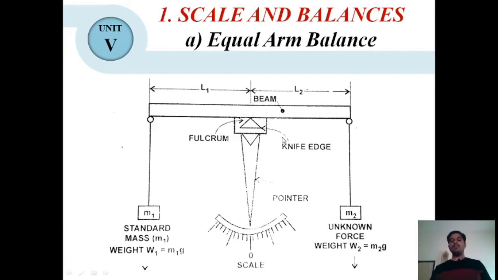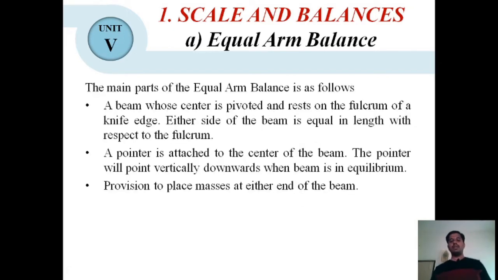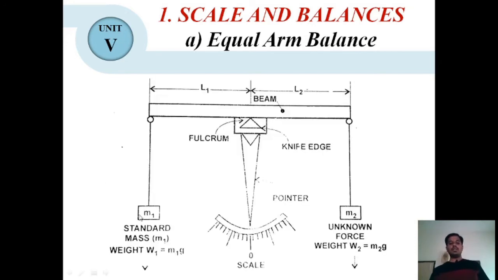So we have the provision to place the forces, that is known mass or unknown mass. Okay, so the provision to place masses on either end of the beam. So these are the provisions which we are placing on either side of the beam. On one side of the beam we are placing a standard mass, which is our known value. On the other side there will be an unknown force, which we need to measure.